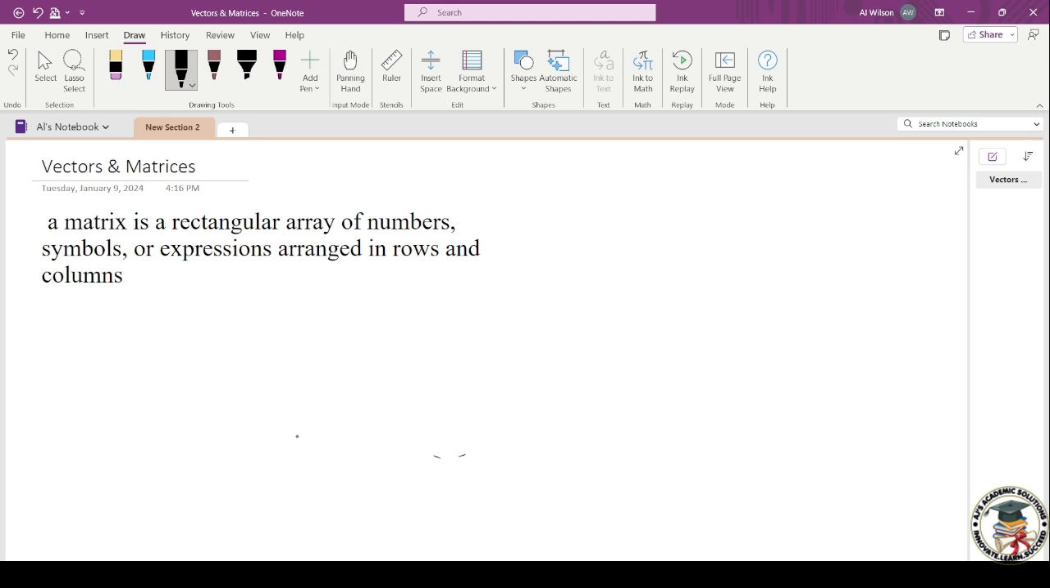Now, we're going to start off looking at vectors and matrices, and as you would see here, I have a definition that would help us start this session. So, a matrix is a rectangular array of numbers, symbols, or expressions arranged in rows and columns. That's generally what you would need to remember when it comes to what a matrix is. But in applying it, it's very straightforward. You would need to always remember just a few basic things, which we'll now start to get into.